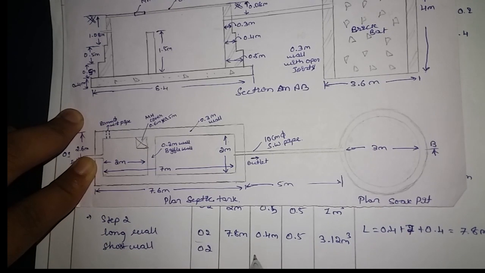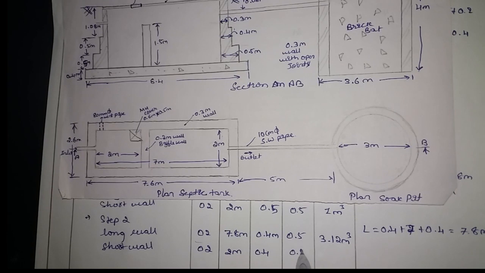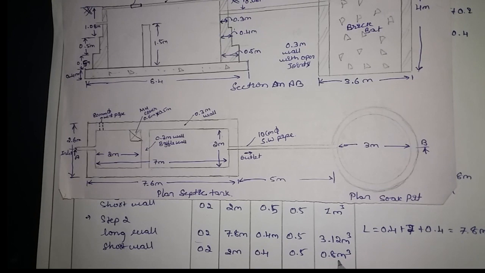Number of short wall is 2. Now what is the length? So length will be 2 meter. This is also clearly said in the previous videos. If you have any doubt, go and watch those videos, you will clearly understand why we are taking this value. Okay, now multiply all these, 4.8 meter cube, right?